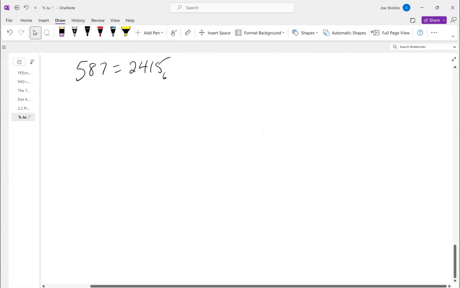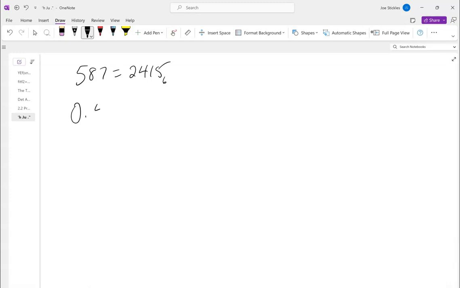Okay. All right. So let's say we had a decimal part that we wanted to do. So let's say we had, I don't know, 0.487. That doesn't matter. Okay. So same idea here. This 4 is the tenths place, correct? So this is 4 times 10 to the negative 1. That's 8 times 10 to the negative 2. 7 times 10 to the negative 3, and so on, correct?